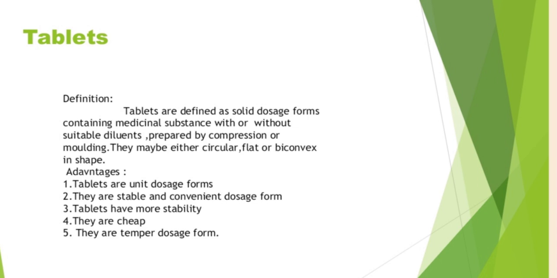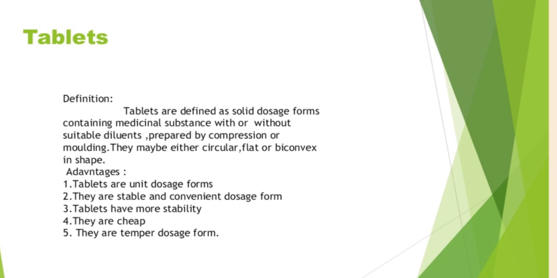Next, move on to advantages of tablets. First, tablets are unit dosage forms with excellent dose precision and least content variability. Yes, tablet is the most accurate dosage form compared to other dosage forms. Next, they are stable, elegant, effective and convenient dosage forms. Tablets have more chemical and microbial stability compared to other dosage forms. They are economical compared to other oral dosage forms.